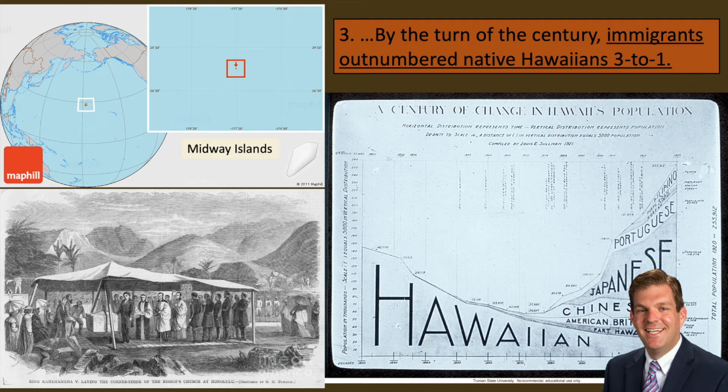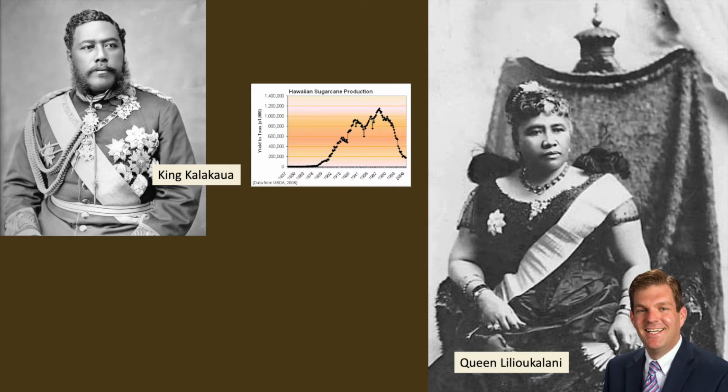Immigrants from China and Japan and Portugal were working in those sugar plantations, and by the turn of the century, immigration was growing so fast in Hawaii that immigrants outnumbered Hawaiians by 3 to 1. So 75% of the population were immigrants rather than native Hawaiians. In 1887, the United States pressured Hawaii to allow a naval base at Pearl Harbor. It was the best port in the kingdom.